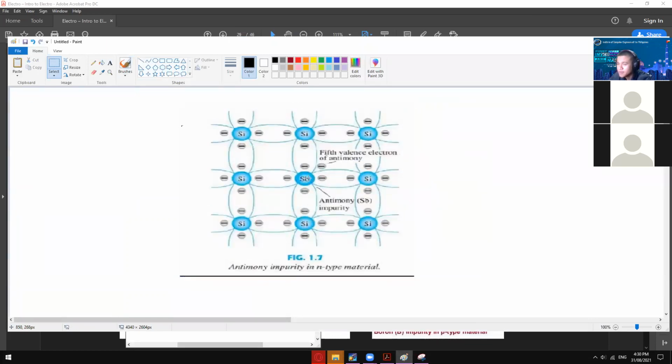Okay, so as you guys can see right here, we have the antimony, and then it's being surrounded by silicon. All of the silicons have 4 electrons, of course, but antimony has a 5th valence electron. So in here, you're not creating a perfect semiconductor anymore. So parang impure na siya. Okay, may halo na siyang antimony, which is more on insulator. So this one is not good as a semiconductor because this one now is falling as an insulator. Okay, this is not working as a semiconductor anymore.